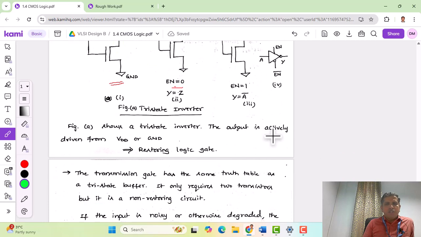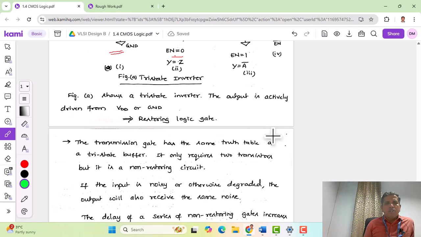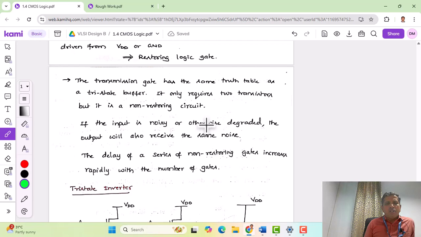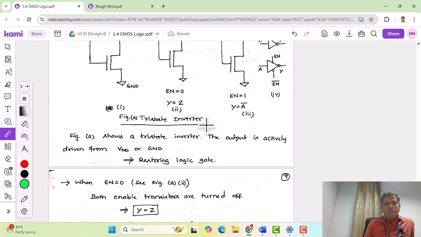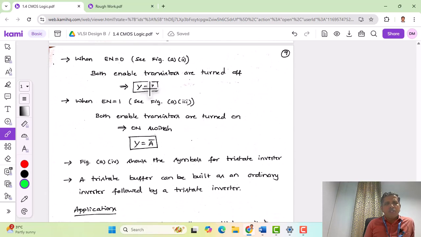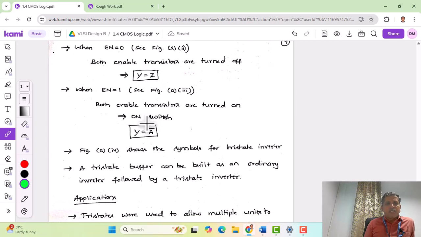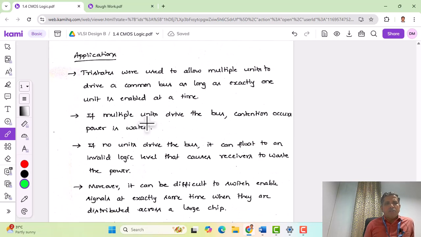So this is about the tri-state buffer. It is again a fully restoring kind of logic gate. Let us look at the different applications of the tri-state buffer. The applications are: tri-state buffers are used to allow multiple units to drive a common bus, as long as exactly one unit is enabled at a time. So only one can transmit data on the bus.